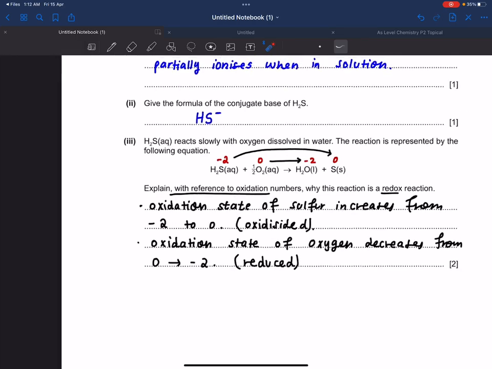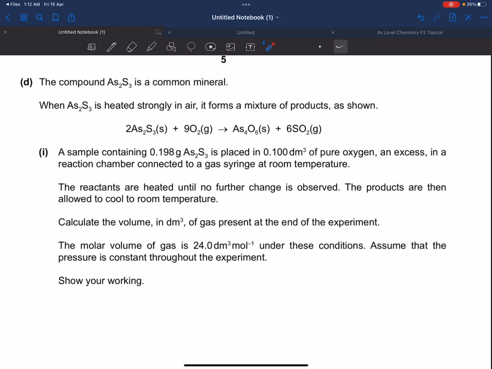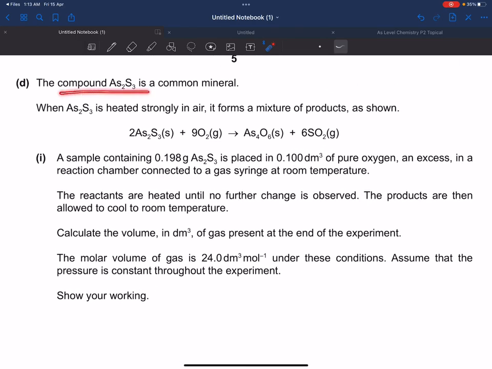Next part. The compound As2S3, I don't know the name even, maybe arsenic sulfide or something, is heated strongly in air and forms a mixture of products. This is heated in the air in the presence of oxygen, combustion basically.